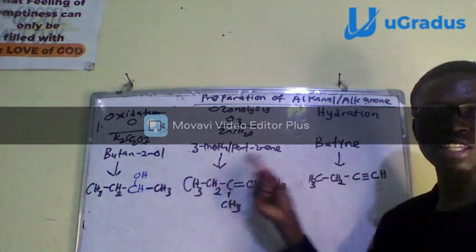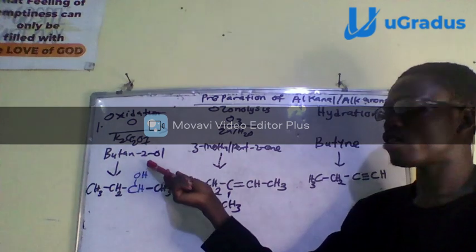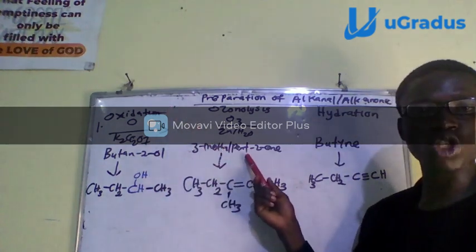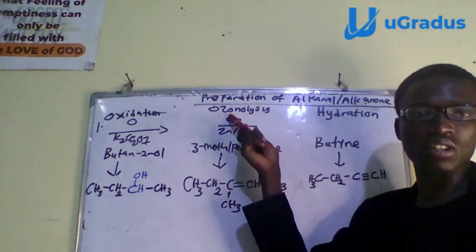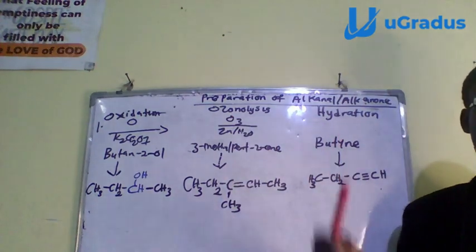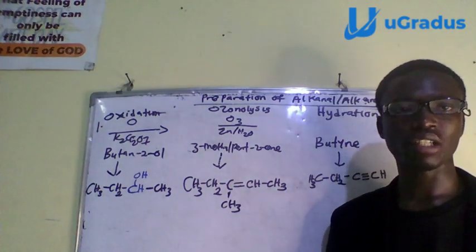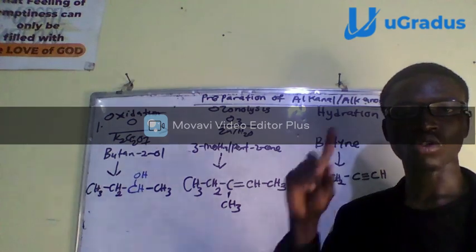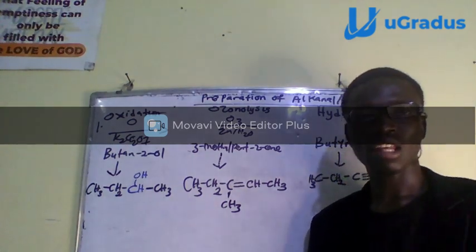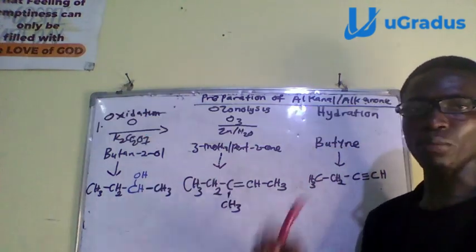As you can see, my example depicts what I'm actually trying to say. This is butan-2-ol for oxidation. This is 3-methylpentene, an alkene for ozonolysis. Then this is butyne, an alkyne for hydration. So the three ways of preparing alkanal or alkanone are majorly oxidation of alcohol, ozonolysis of alkene, and hydration of alkyne. Now I'm going to take you through these reactions with the examples given on the board.